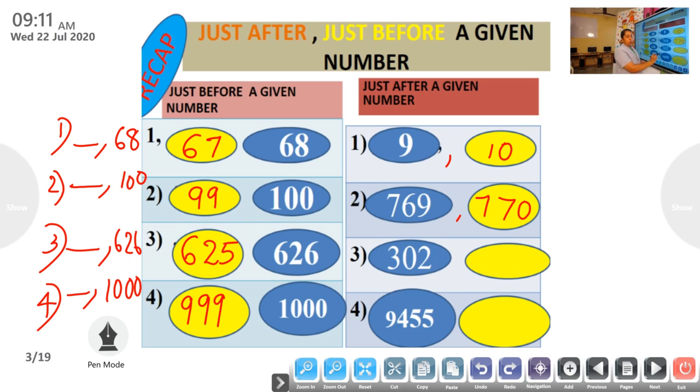Then third question. Write down the third question. It's 302, comma, then dash. The number just after 302. 3 is 100 space is same. 10 space is same. Then 1 space is just after 2 is 3. Isn't it? Yes. Then number 4.